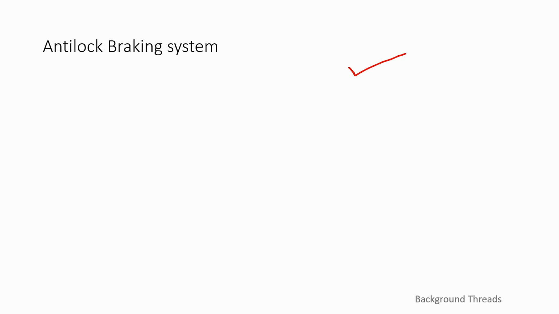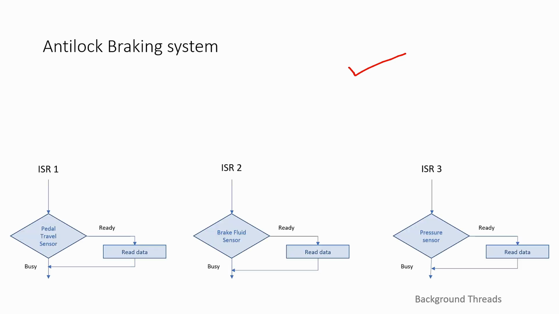The background thread will contain different tasks or functions for collecting the sensor data, and the foreground thread will be running the main function, which will collaboratively collect all the data and then derive the results for the application. So let's consider we have three different ISRs, that is interrupt service routine 1, interrupt service routine 2, interrupt service routine 3. The first ISR will give us the pedal travel sensor data, the second ISR will give the brake fluid sensor data, and the third ISR will give us the pressure sensor data.